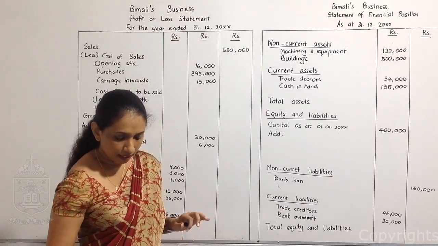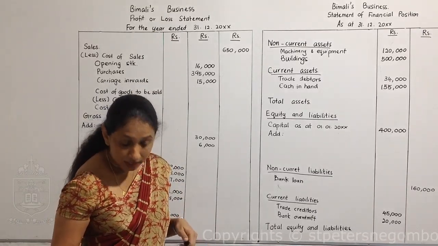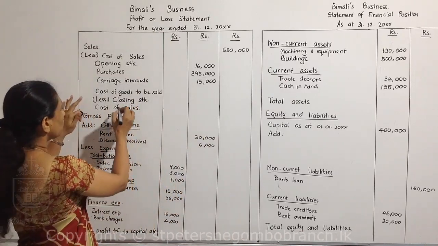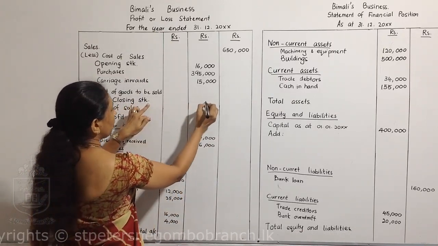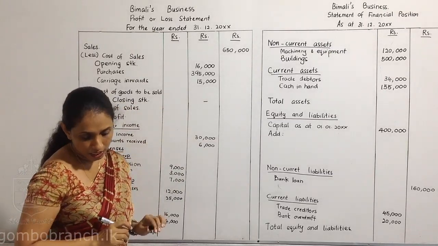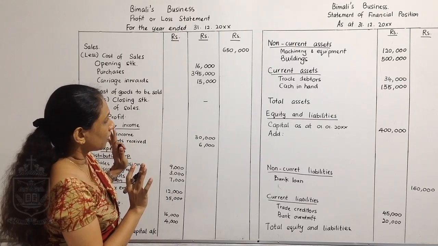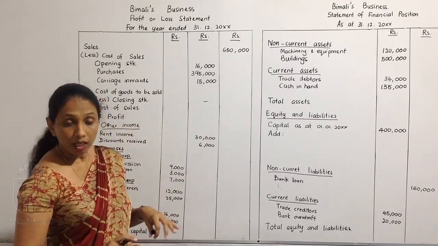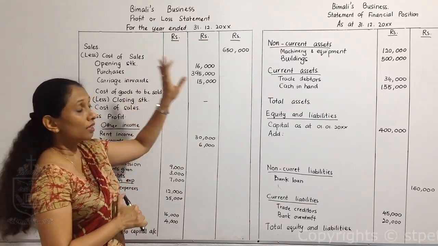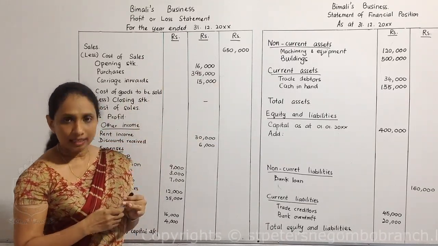And it says all the stocks have been sold by the end of the year. So we don't have a closing stock here. So we can put it as 0 or put a dash here. So then we have already put whatever line items were given in the trial balance into the two formats. Now we have to do the additions and subtractions.